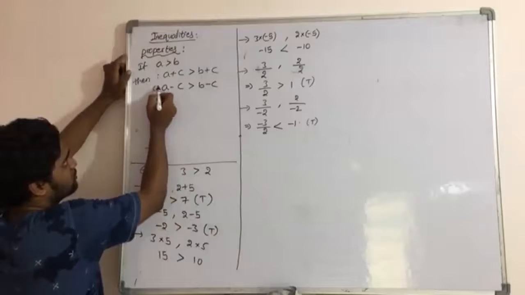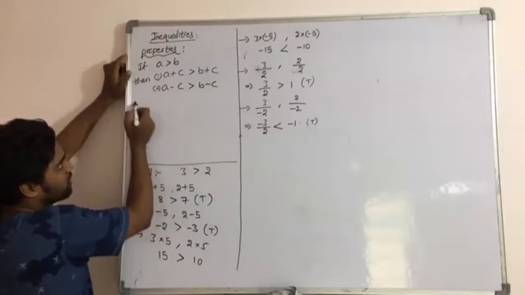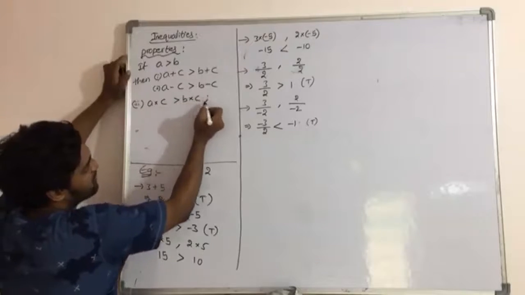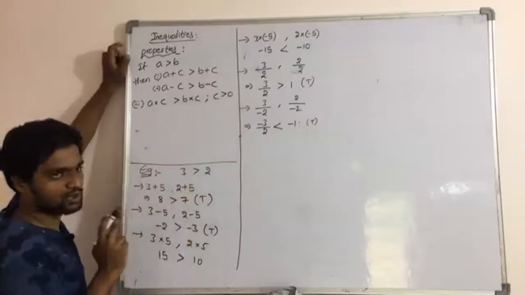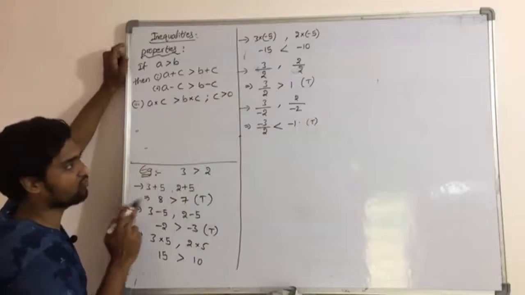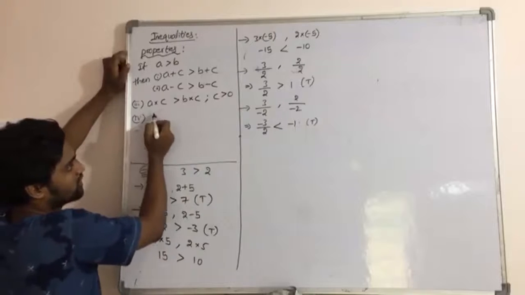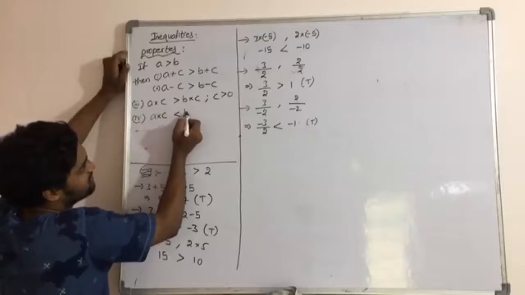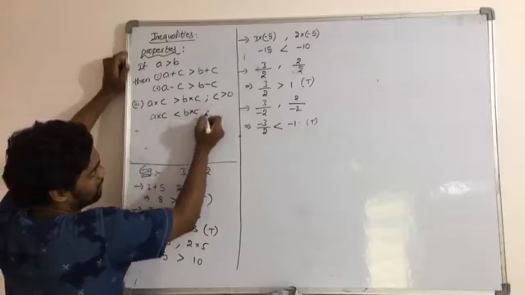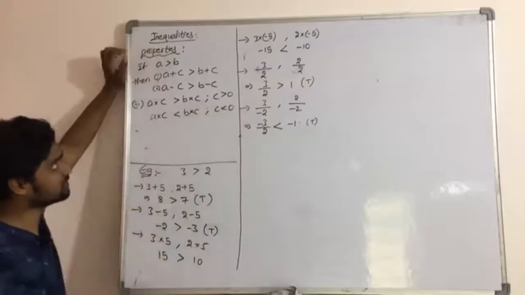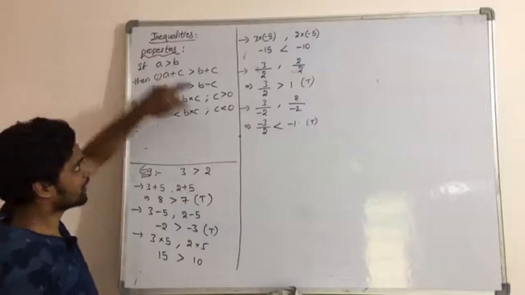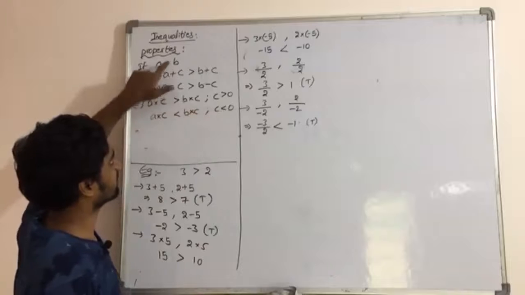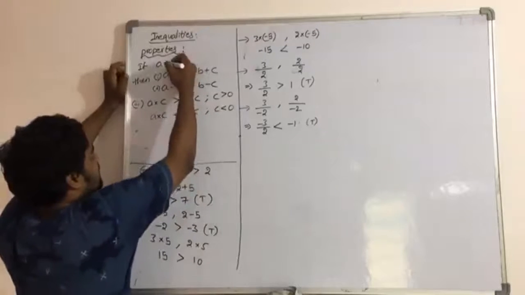Whereas coming to this one, very important property: A into C is greater than B into C when C is positive. What does this mean? And A into C is less than B into C when C is negative. See, initially the inequality was greater than. If you multiply with a positive number, inequality remains same. If you multiply with a negative number, inequality gets reversed, and vice versa.